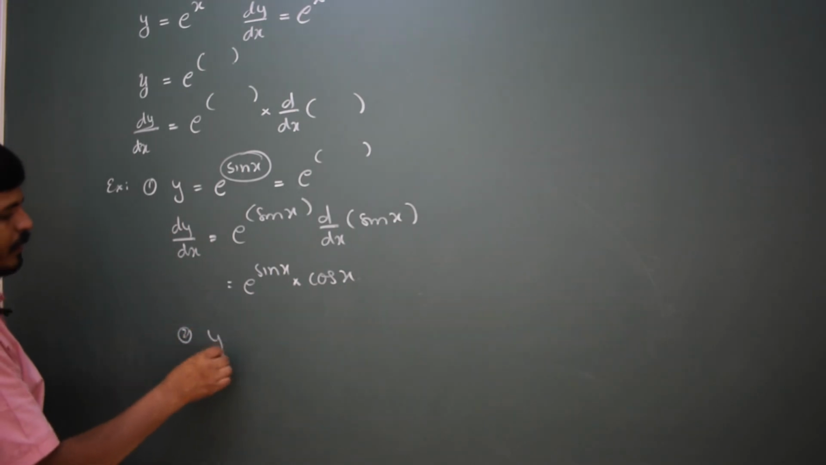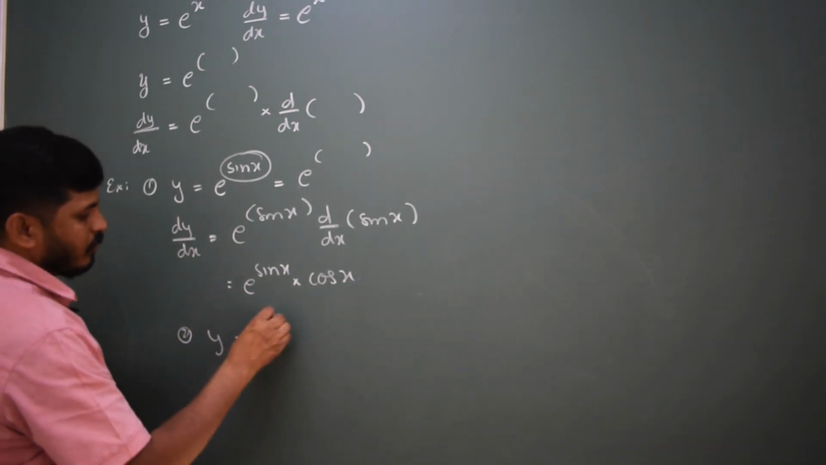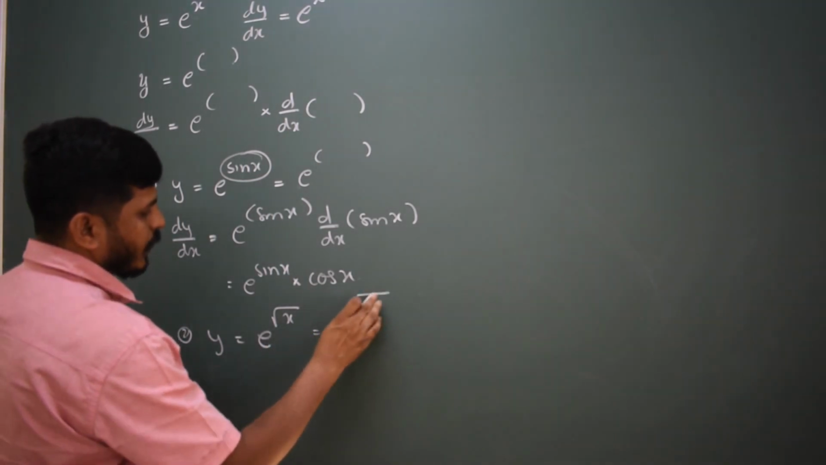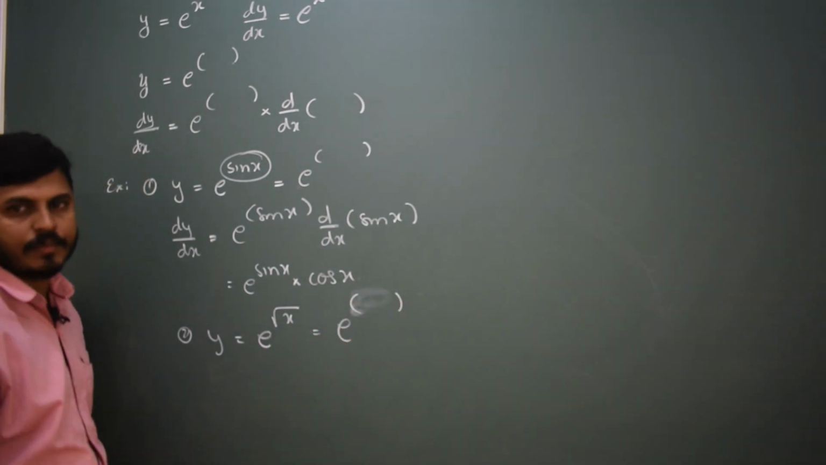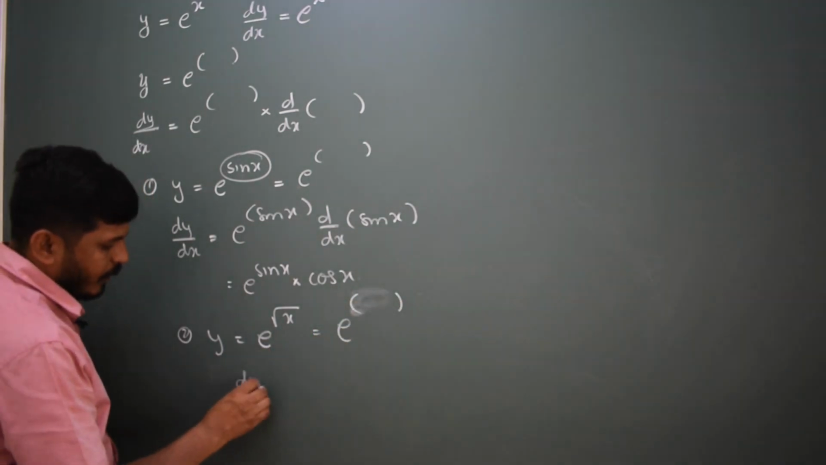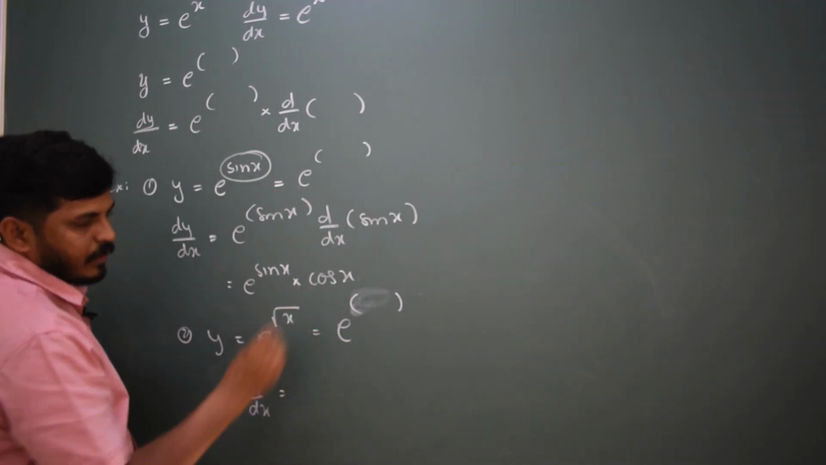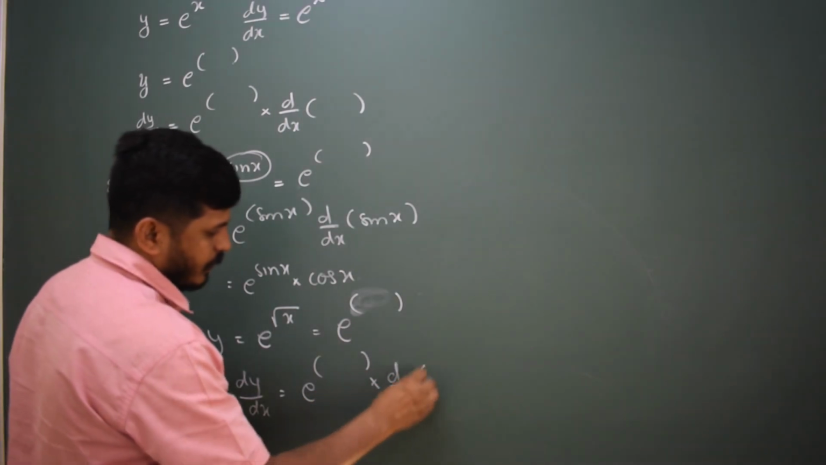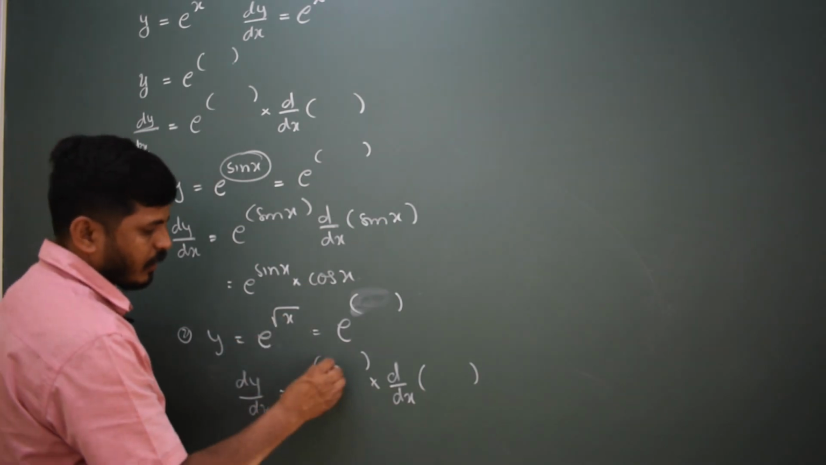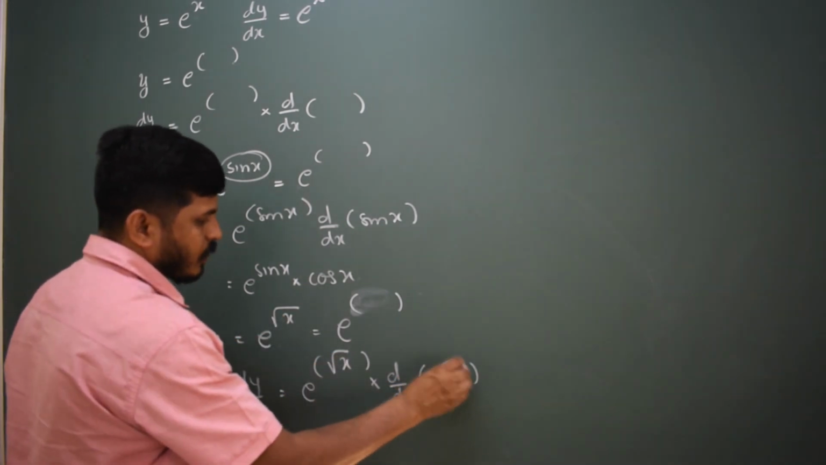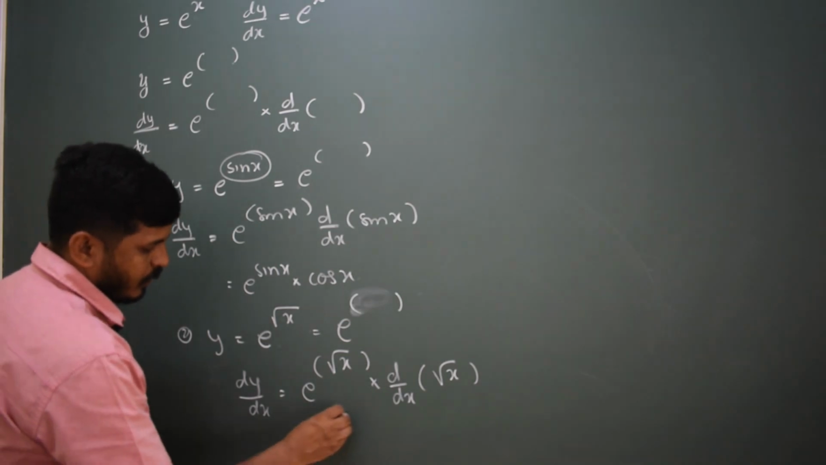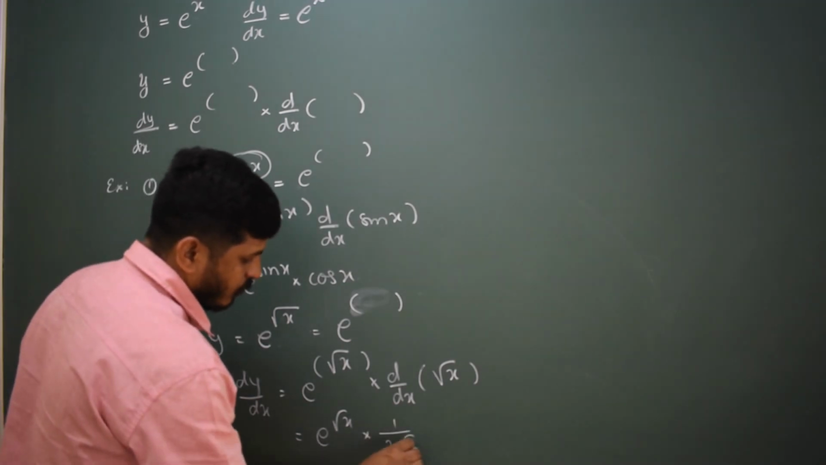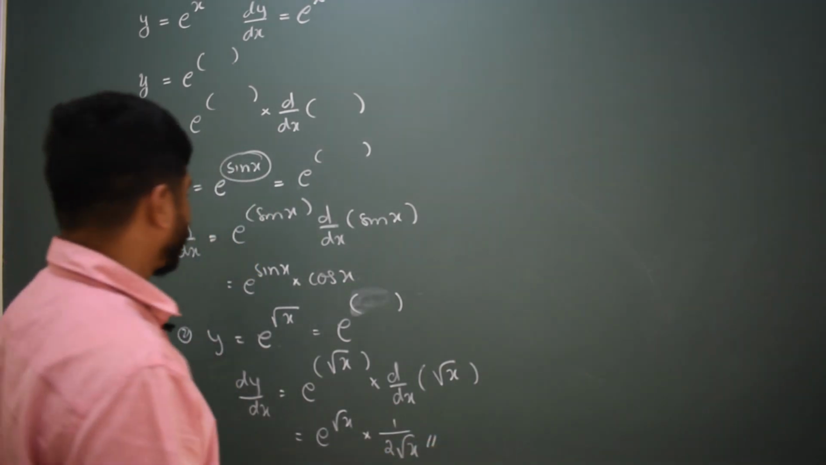Similarly, y is equal to e raised to root x. How to read this one? E raised to root x, read it as e raised to something. Now dy by dx is equal to, what is e raised to something differentiation? e raised to something into d by dx of something. That is e raised to root x into d by dx of root x. That's equal to e raised to root x into, what is d by dx of root x? It is 1 by 2 root x. Root x differentiation is 1 by 2 root x.